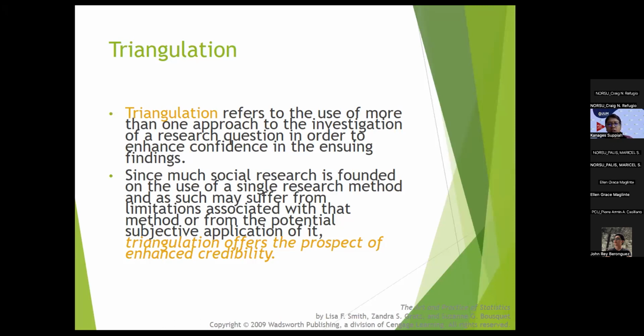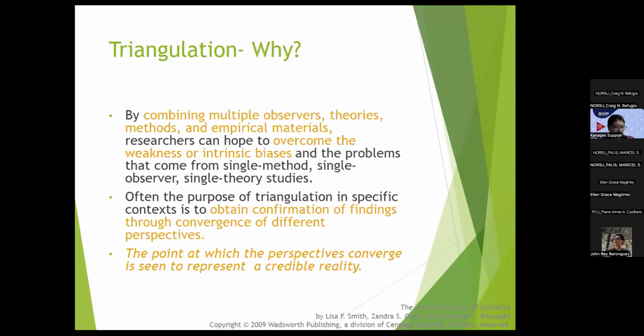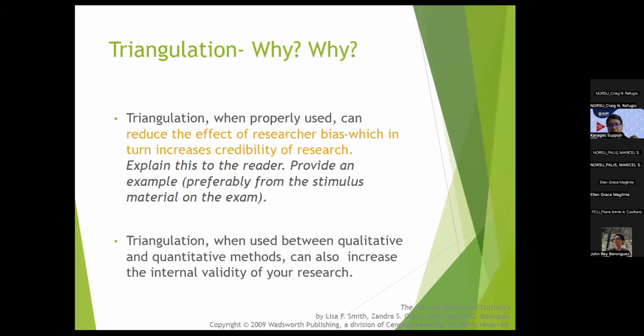So what is triangulation? It is using one or more approaches to the investigation in order to enhance confidence in the findings. Let me quickly go through this. We combine multiple observers, theories, and methods to overcome weaknesses. All right. And we want to obtain confirmation of findings through convergence of different perspectives, so that it becomes a credible reality. Triangulation can reduce the effect of researcher bias.